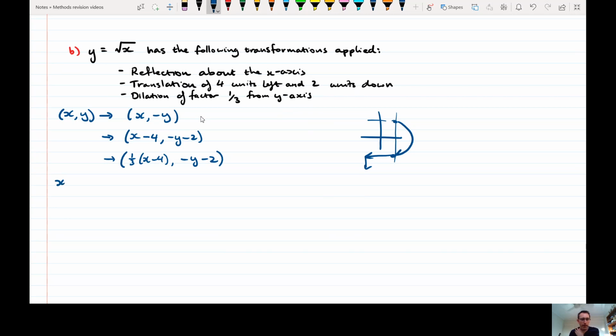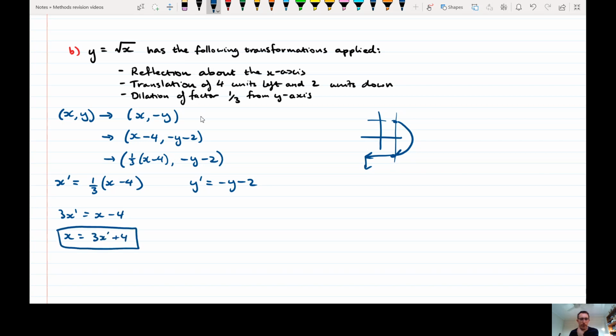Now at this point, again, I can say, well, I'm now finished. So the image of x is given by 1/3 of the original minus 4. And then the image of y is negative of the original, take 2. And then transpose again to get x by itself. So I times by 3, and then you get 3x dash equals x take 4, and x is 3x dash plus 4. That is going to be substituted into the equation in a minute. And the other one, I'm going to add y across and subtract y dash.